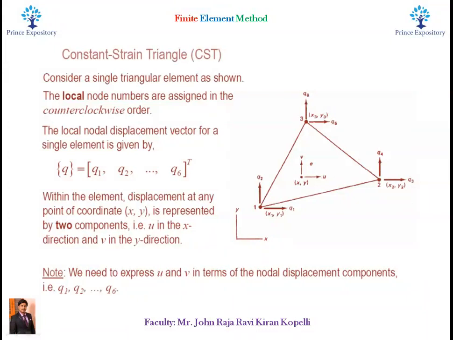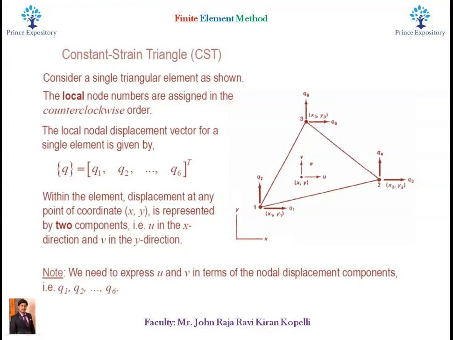Now here in this you can see a figure representing the constant strain triangle or a single triangular element. The local node numbers are assigned in the counterclockwise or anticlockwise direction. The local nodal displacement vector for a single element is given by Q is equal to Q1, Q2 and so on up to Q6 whole transpose.